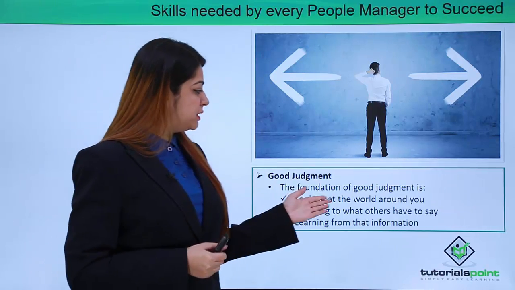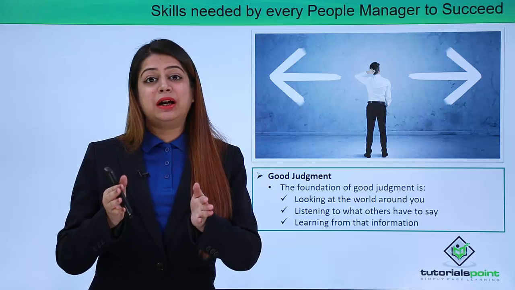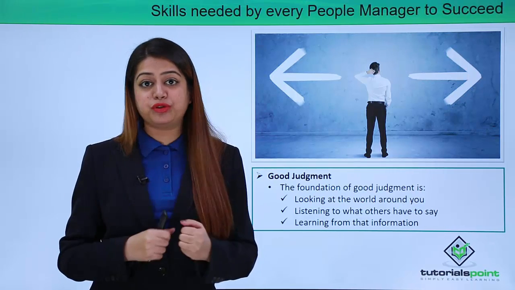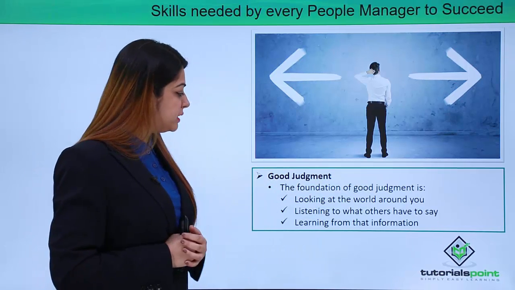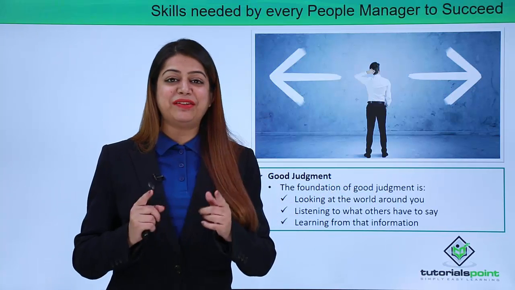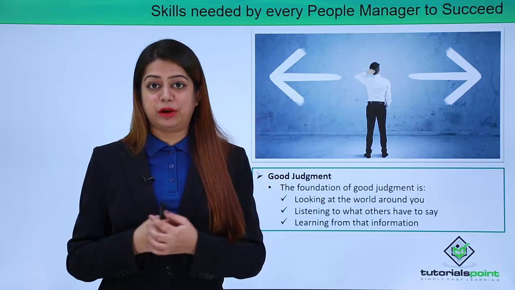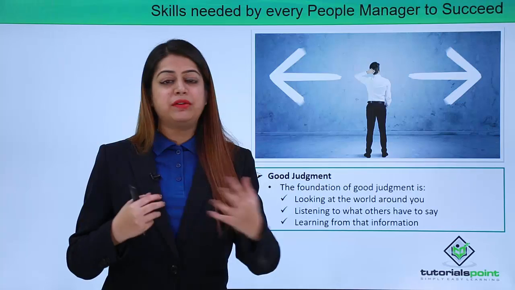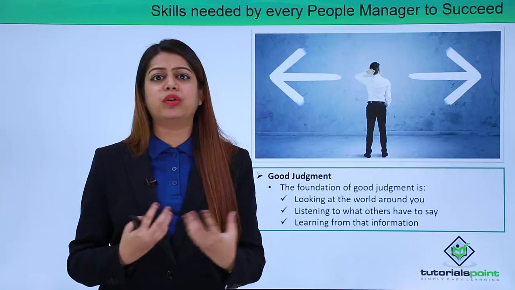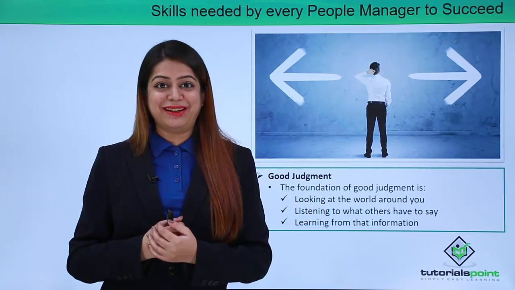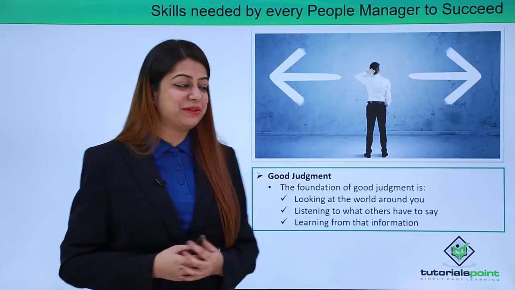Good judgment. So this is also very important. As a people manager, you need to have good judgment about people around you. You need to have that decision-making capability. The foundation of good judgment is looking at the world around you. Very, very important, because you have to be more observant about the world around you. Look at everything, whatever comes your way. Do not just be focused on your own self or your own team or your own company or organization. Observe everything. Even if you're working from home, observe everything around you, right?